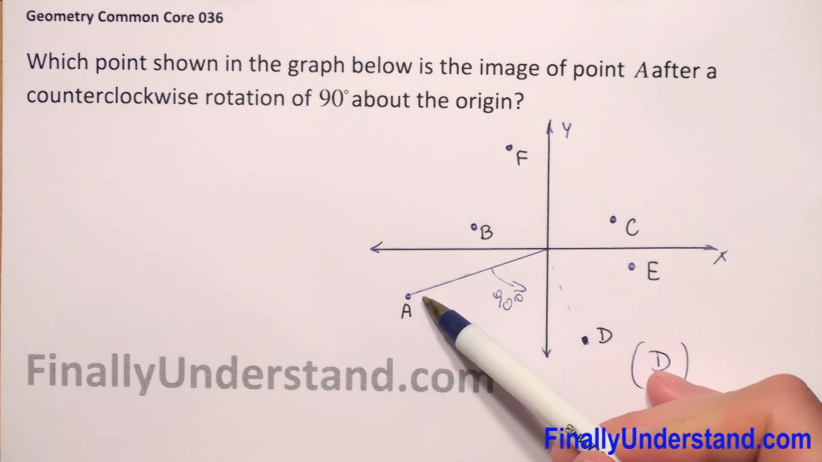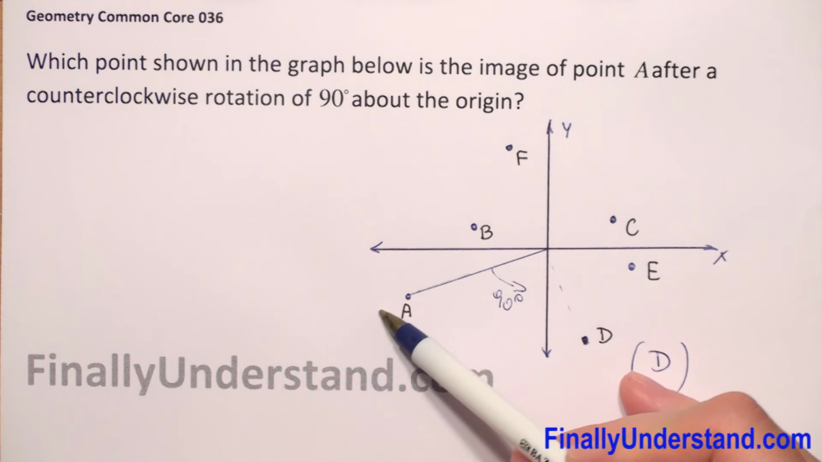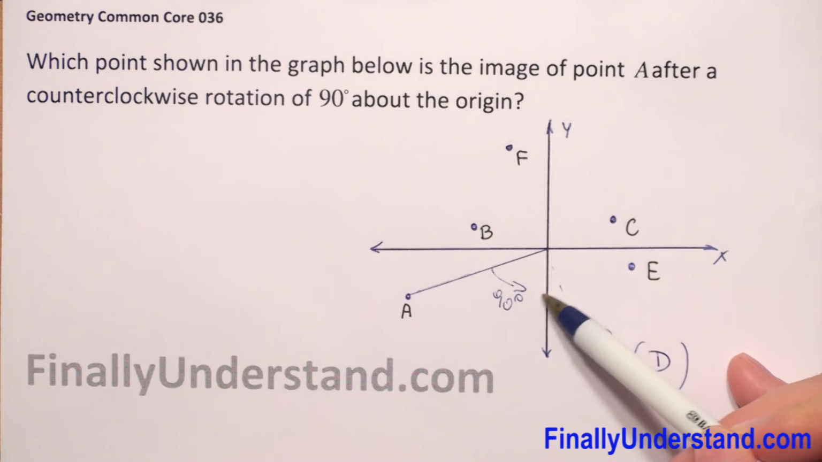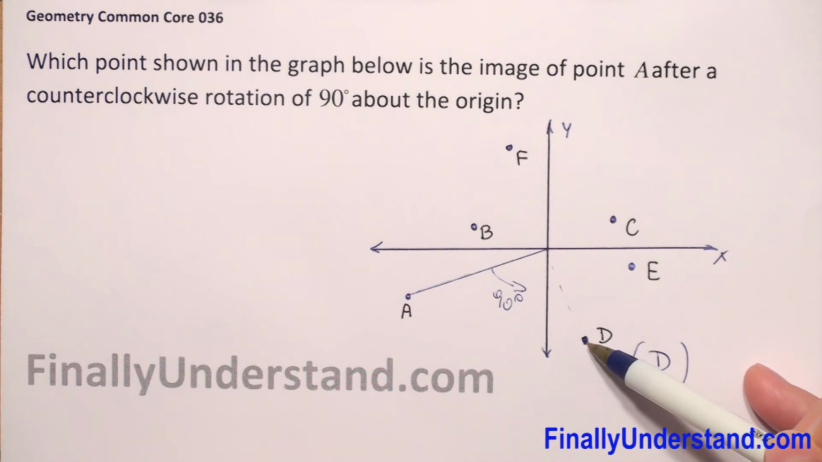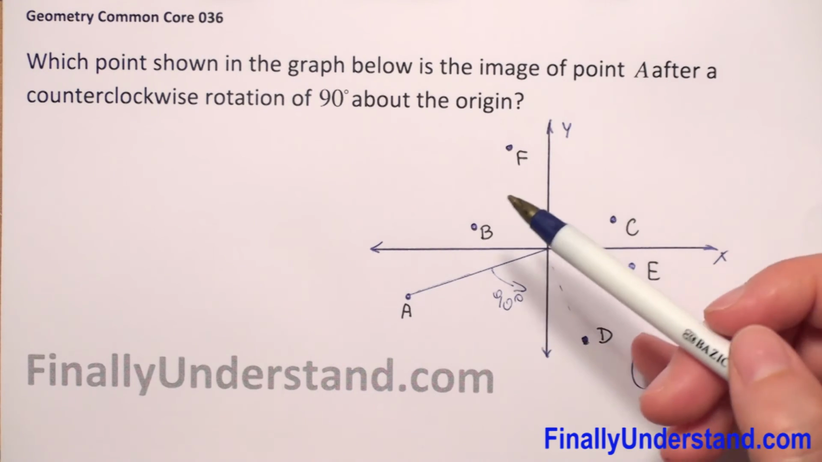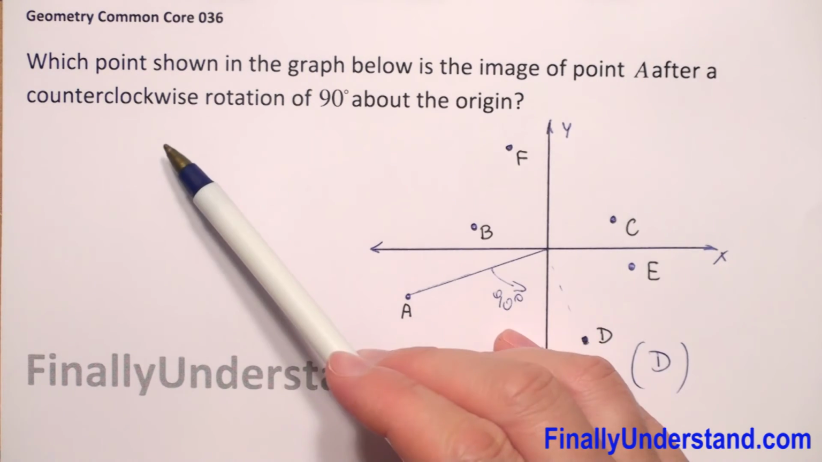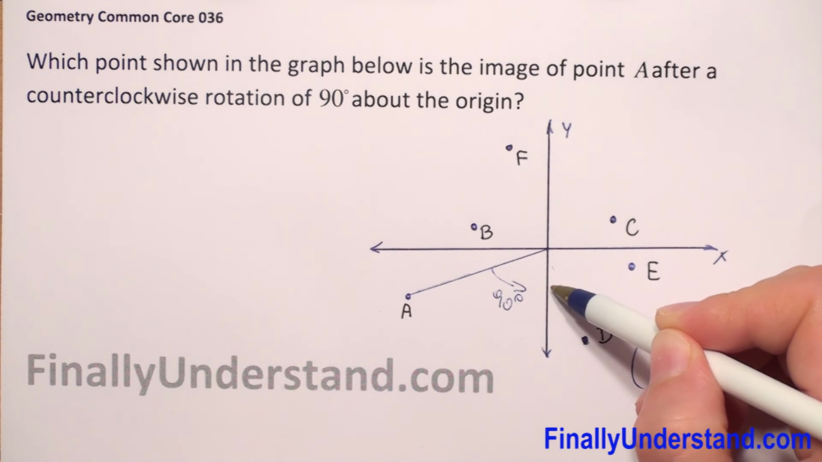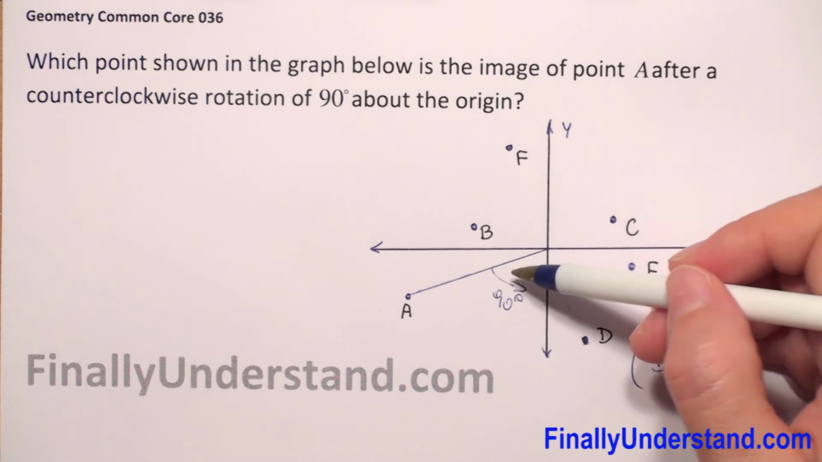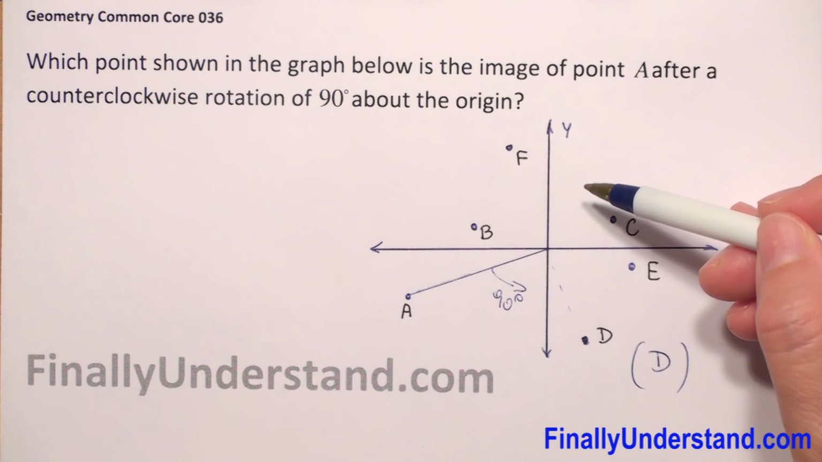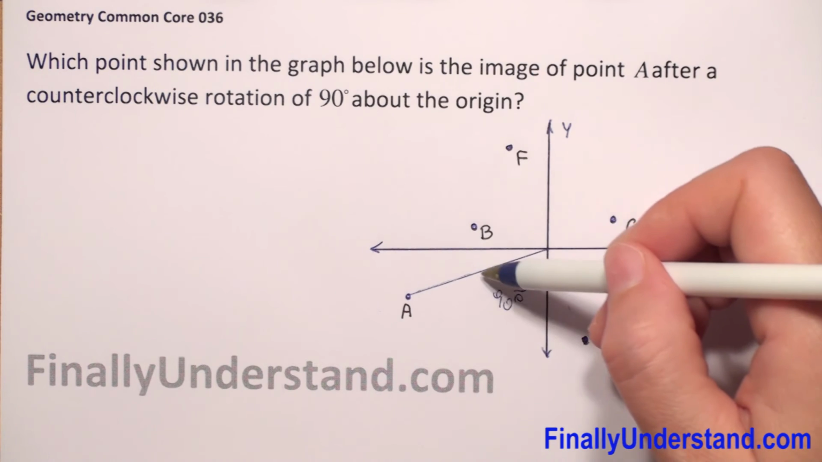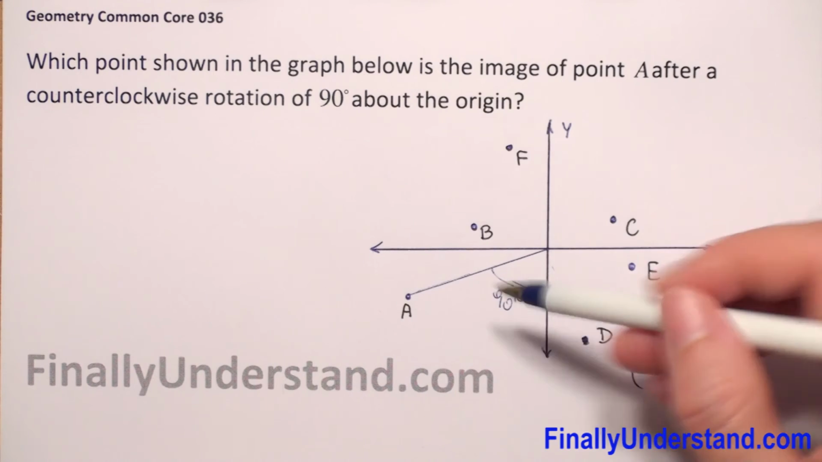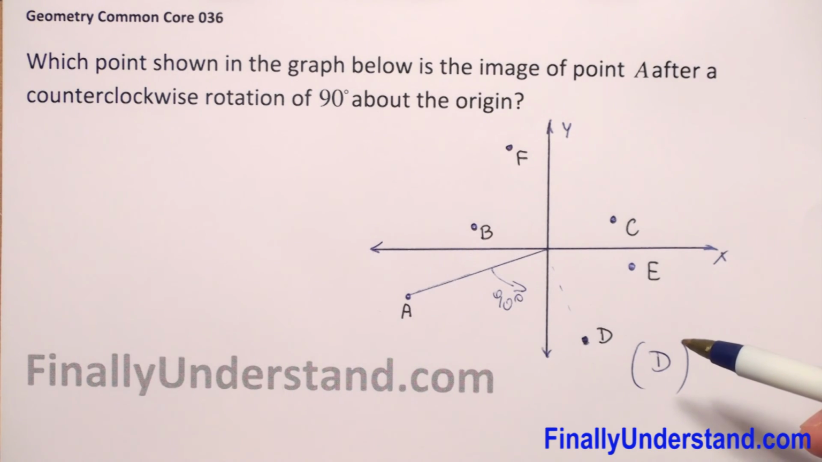The angle between the line which connects point A with the origin and point D is 90 degrees. And we have here counterclockwise rotation, so we have to move to the right. When we have clockwise rotation, we have to move to the left. We have to move like a clock. Because we have counterclockwise rotation, we have to move to the right, opposite.